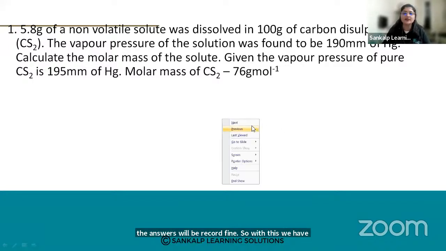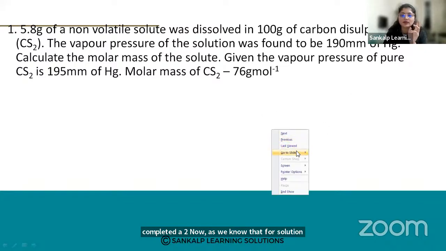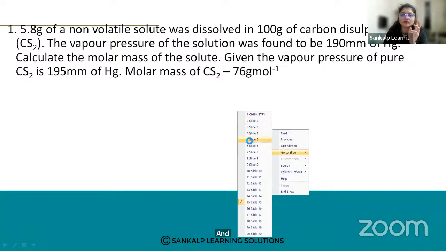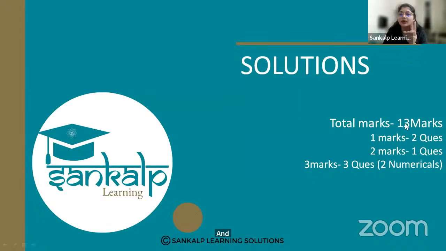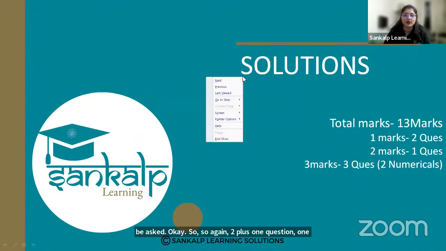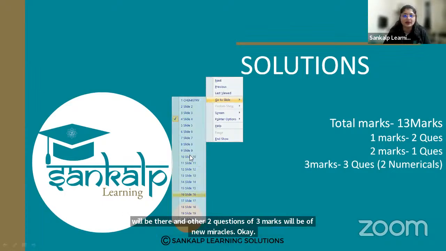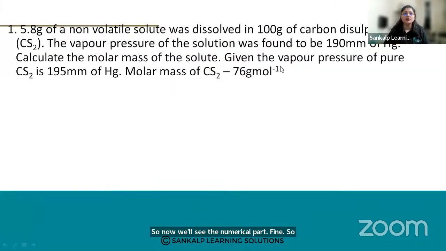Now, as we know, for the solution chapter, 1 mark, 2 questions are there. 2 marks, 1 question is there, and 3 marks, 3 questions. Out of the 3 questions for 3 marks, one will be a theoretical question. How will it be asked? A 3 marks question is never asked as one piece; either 2 plus 1 will be asked. So one 2 plus 1 question will be there, and the other 2 questions of 3 marks will be numericals. Okay. So now we'll look into the numerical part.